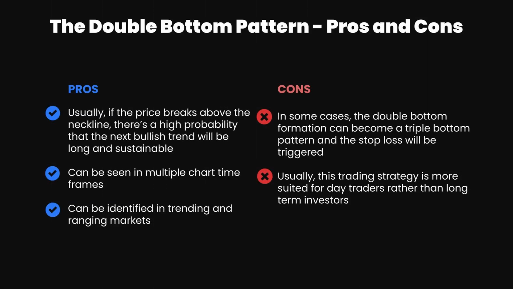Okay, let's look at a few of the key pros and cons for the double bottom pattern. On the pro side of the ledger, if price breaks above the neckline, there's a high probability that the next bullish trend will be long and sustainable. So long entries are warranted if you do see price break above that neckline. Also, the double bottom can be viewed on multiple chart time frames across all markets. So it's commonly occurring really throughout the world of finance. And lastly, the double bottom can be identified in trending and ranging markets, which makes it an extremely versatile technical indicator.